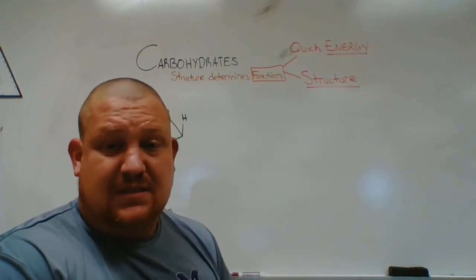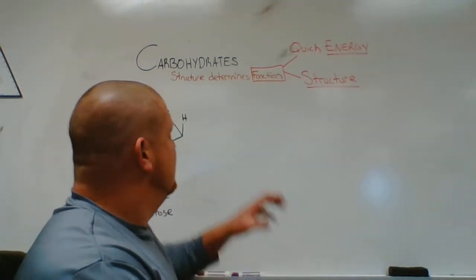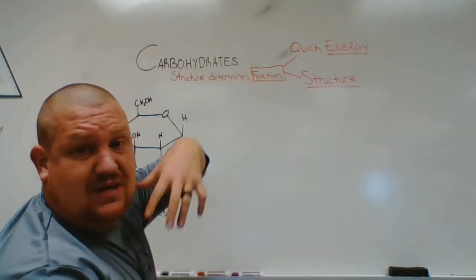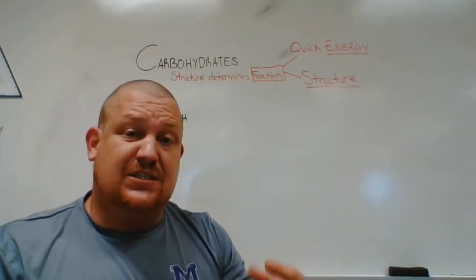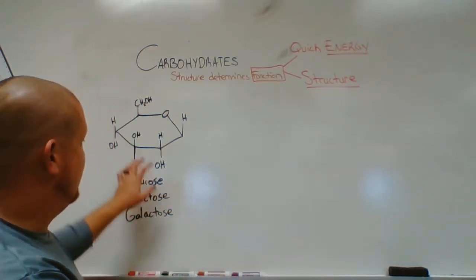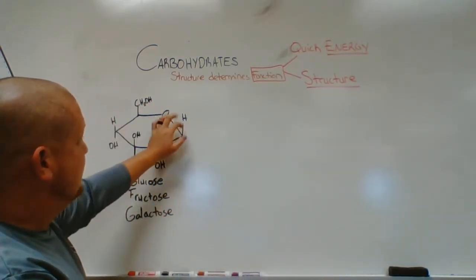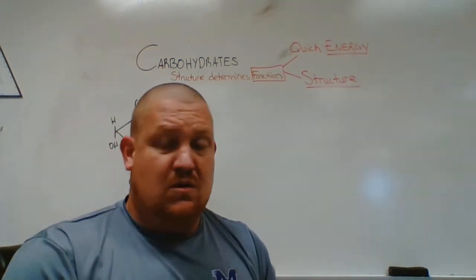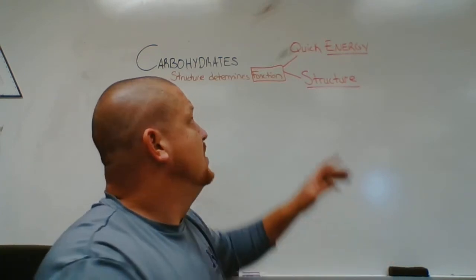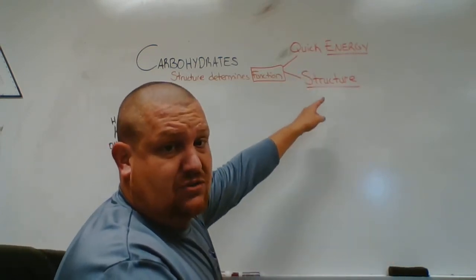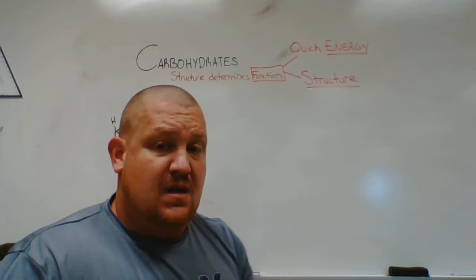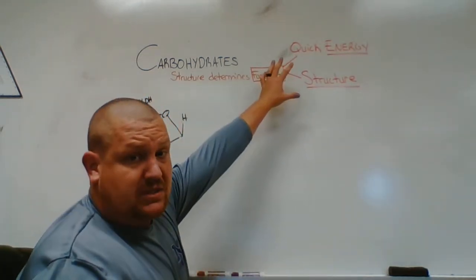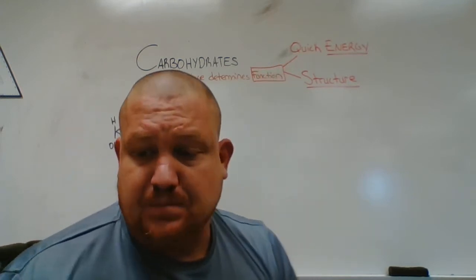So carbohydrates, right? Break that word down. It's made of carbon and hydrates, dealing with water, with oxygen and hydrogen. So you see here, we'll have a bunch of carbons, hydrogens and oxygens that are going to make our carbohydrates. Essentially, what is their function? Quick energy and structure. And remember, their structure is going to change. If their structure changes, their function changes. Don't forget.